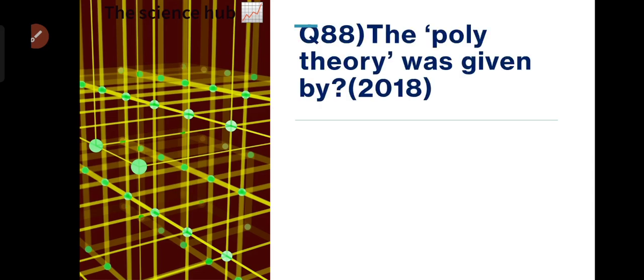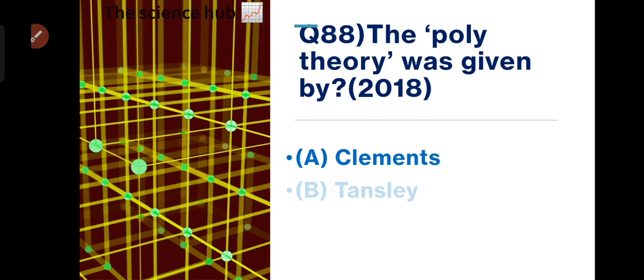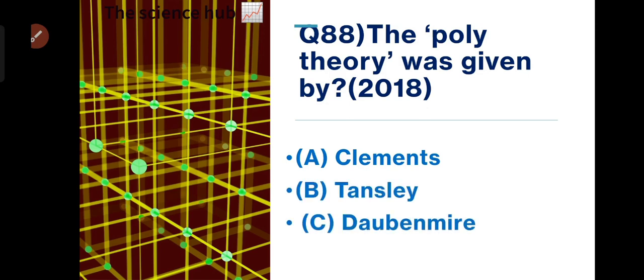So here our next question is, the poly theory was given by. Again we have four options and we have to find out the correct one. So first option is Clements, second one is Tansley, third one is Daubenmire and fourth one is Watt. So at first let us discuss poly theory and who proposed it.